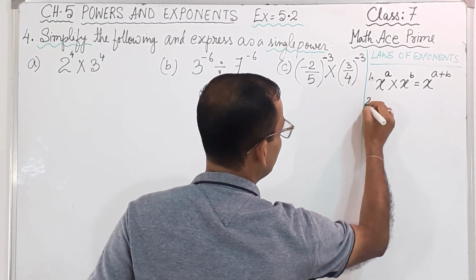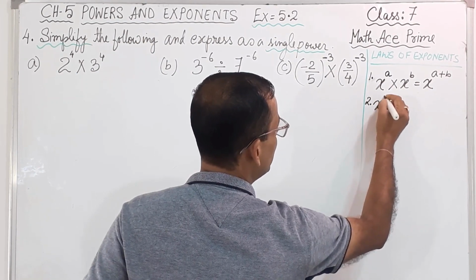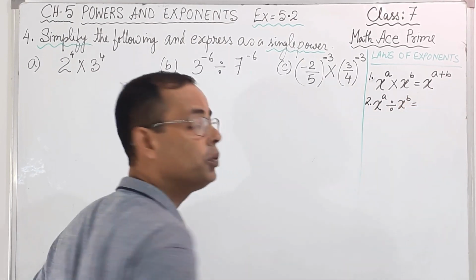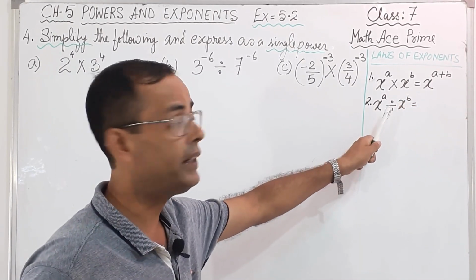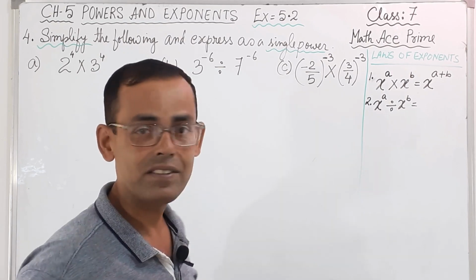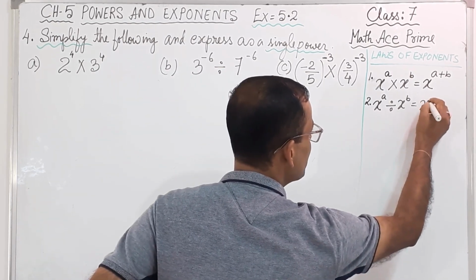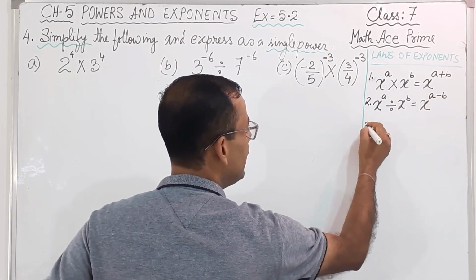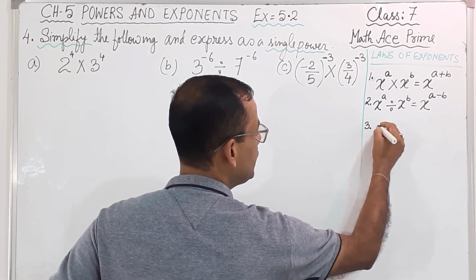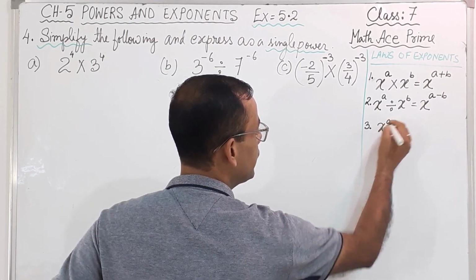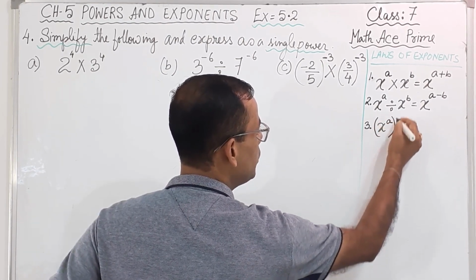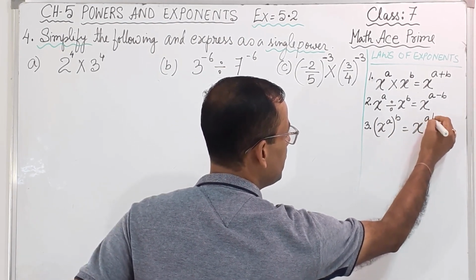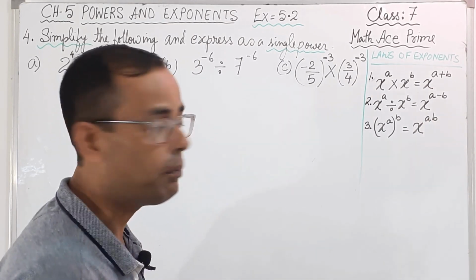Then the second one, number 2: x to the power a divided by x to the power b. Now see here, division sign. When there is a division sign and the bases are the same, we write the base one time and the powers will be subtracted. Then the third law: x to the power a, whole to the power b, equals x to the power ab. That means the powers will be multiplied.